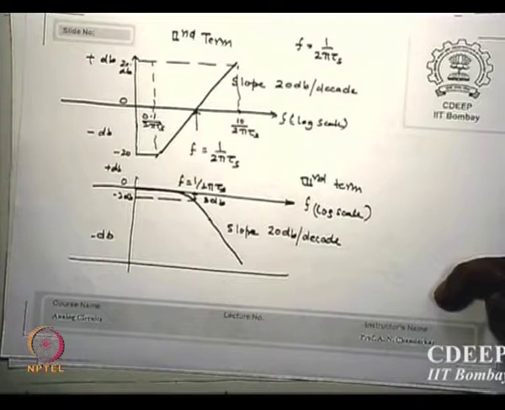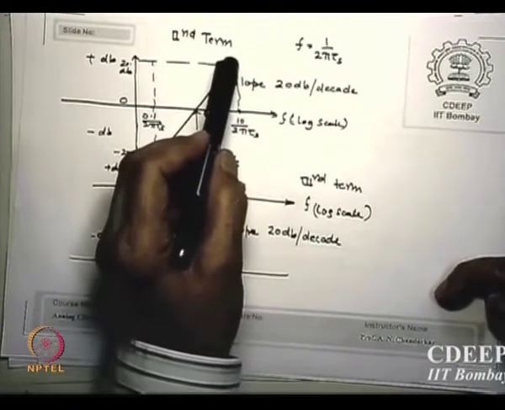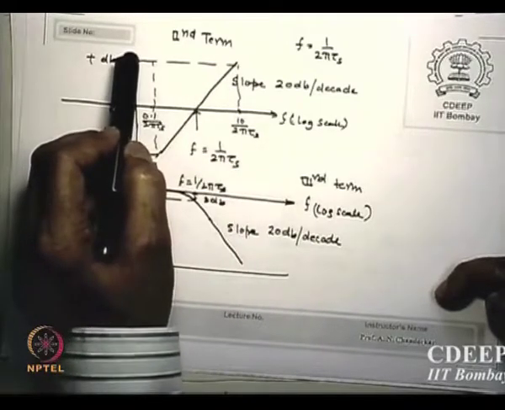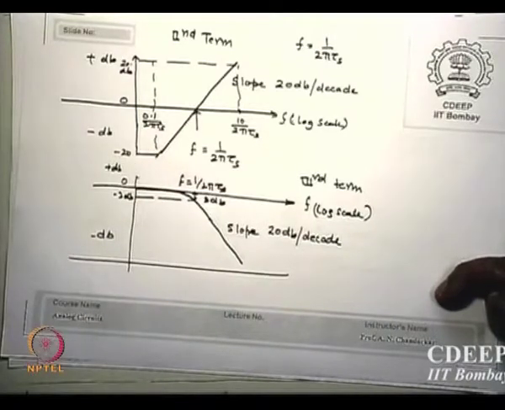Log 10 is 1. So how many dBs? 20 dBs. So at 1/(10 upon 2 pi tau s), how much is the value of gain of this function? 20 dB. Is it okay? 20 log 10 is 20 dB.